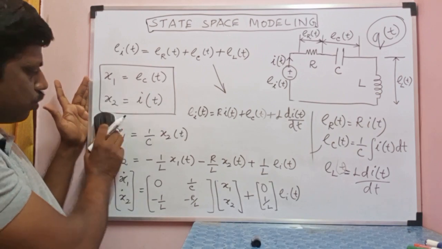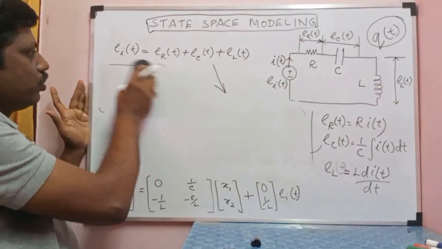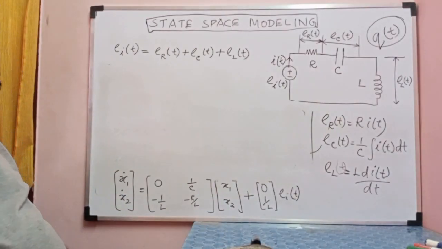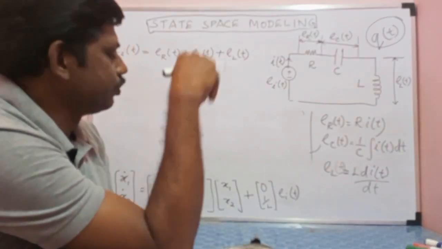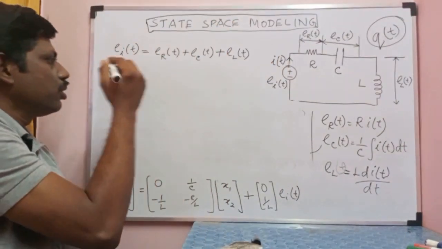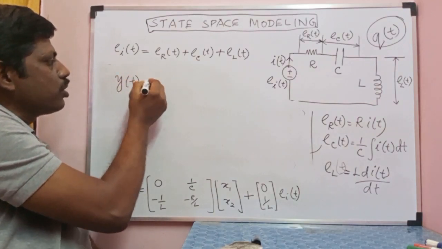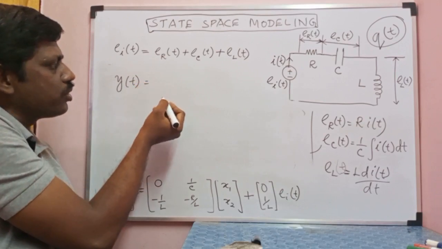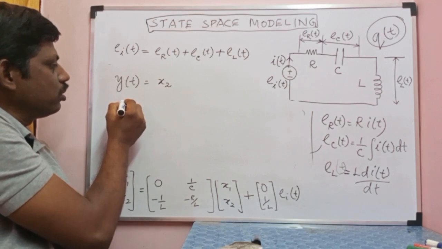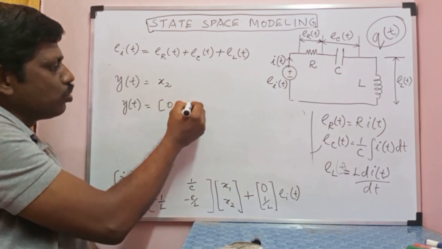Now, let us come to the output equation. What are the possible outputs I can take from this circuit? I can take I of t as the output. If I take I of t as the output, my y of t is equal to I of t, and I of t is x2. So what is my output equation? Y of t is equal to 0, 1.